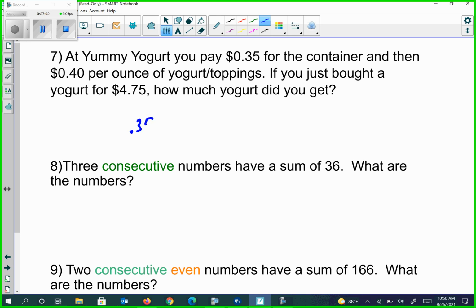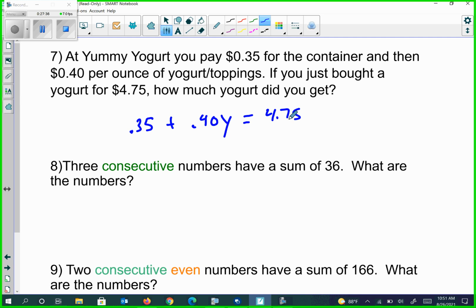You're going to drop 35 cents just to get a cup. That doesn't include any yogurt or any toppings. That cup costs you 35 cents. What is going to influence the price of our yogurt? How much we buy as far as toppings and yogurt. So we'll call it Y for yogurt. We get up to the cash register. They weigh it for us. They're like, okay, 35 cents plus you got this many ounces of yogurt and toppings.